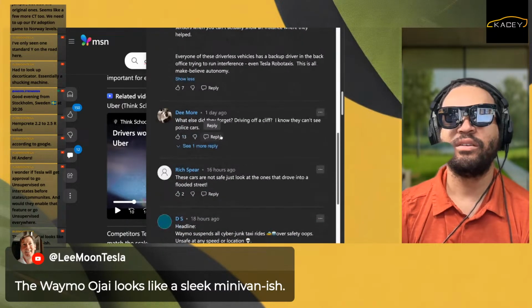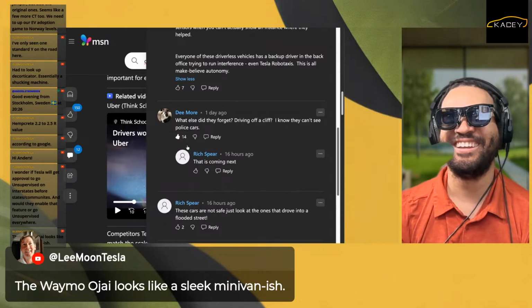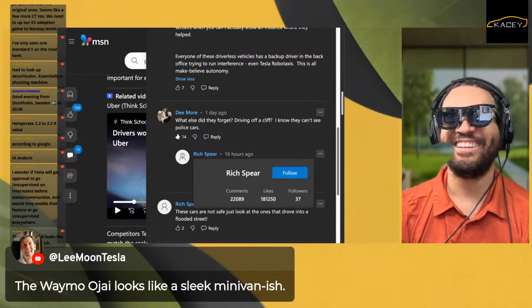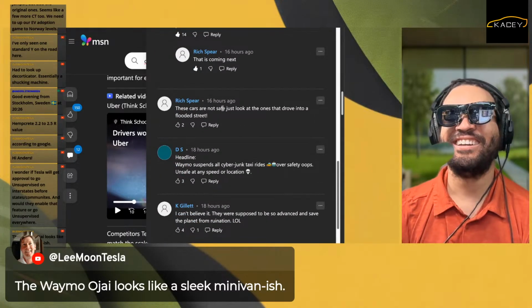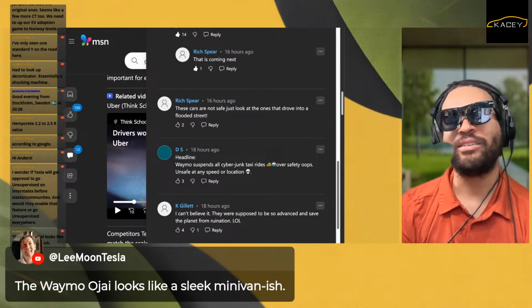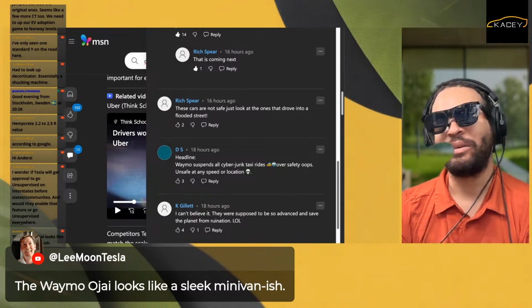What else did they forget? Driving off a cliff? I know they can't see police cars. That's coming next. These cars are not safe. Just look at the ones that drove into a flooded street. That's exactly what the article is talking about. There was a recall. They say they fixed it. Now we have to wait and see if they did.